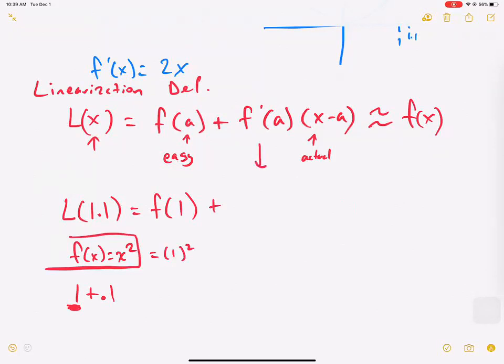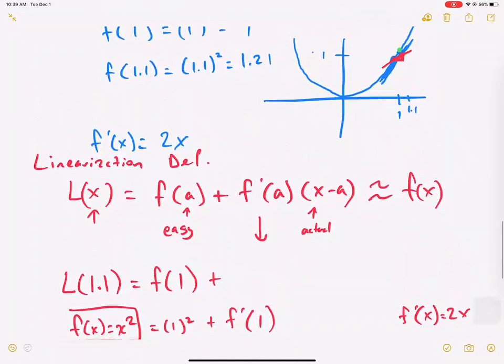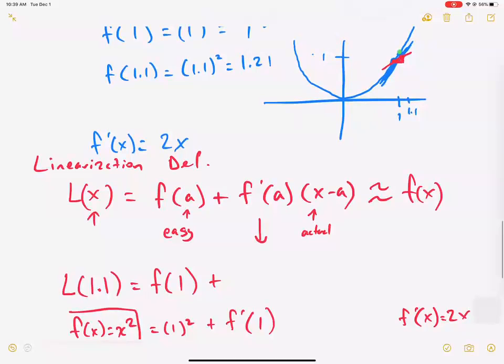Plus the derivative of a. We said the derivative of f was 2x. So we're going to plug in f prime at 1. Why are we using 1 and not 1.1? Because our whole point is that we want to use easy points. The tangent line will rest at 1 and it'll deliver us to 1.1.